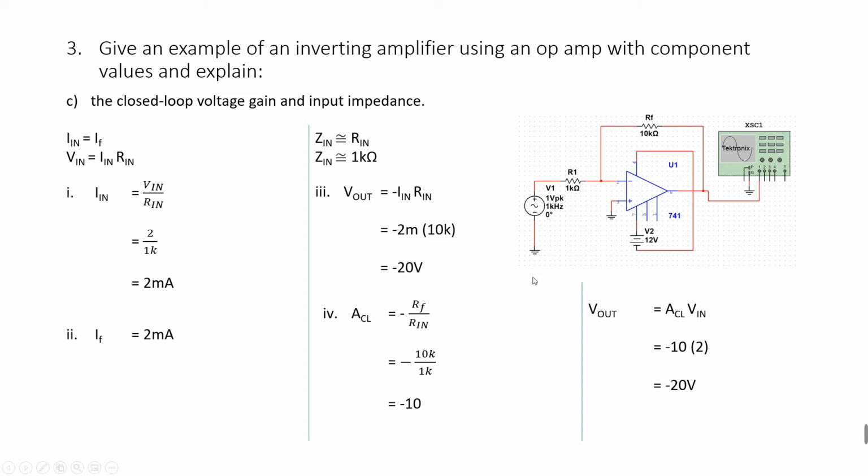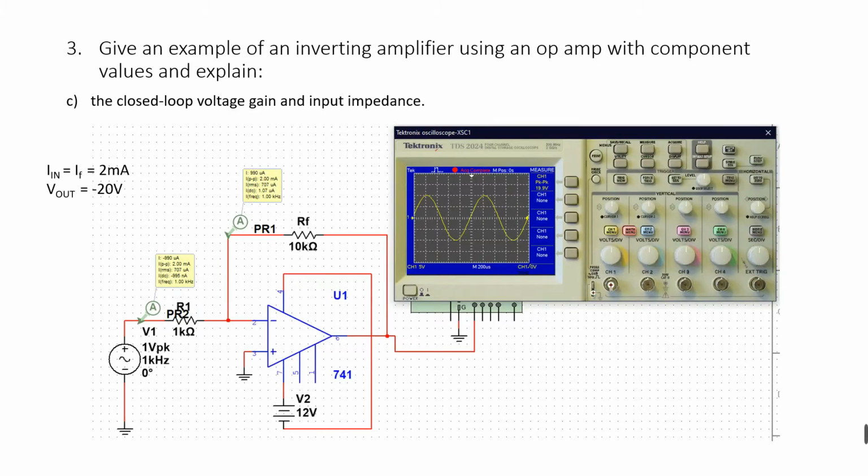So the theoretical we are going to compare with the experimental value. The current for the experiment and the calculation I get the same, but the voltage output I get slightly different by 0.1 volt, but it's okay, I mean it's acceptable.